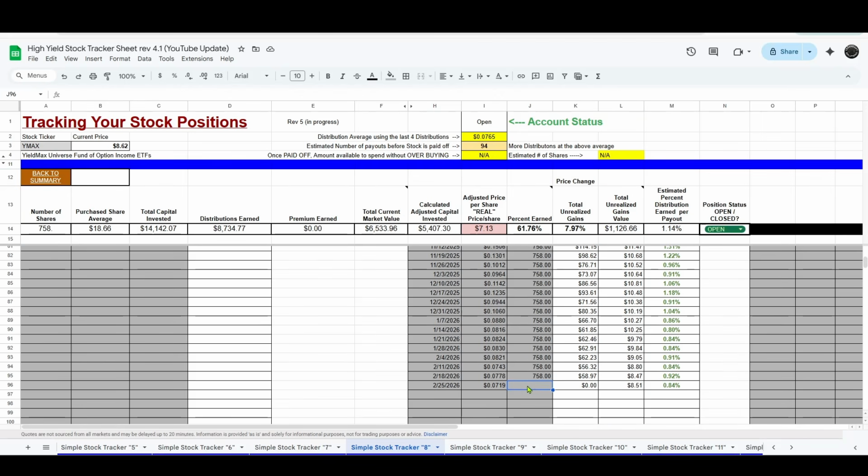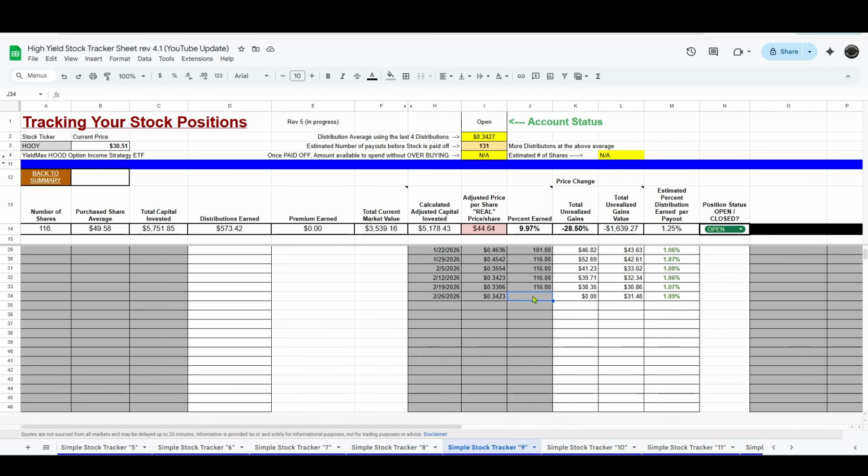On YMAX, we earned 7 cents. I have a total of 758 shares. Therefore, my real price per share of $7.13 now becomes $7.06. And if I were to sell all 758 shares, I will make $1,181. On HUI, it is slightly up from last week. We earned 33 cents last week, and this week we earned 34 cents. And I have 116 shares, so I enter that into this sale right here.